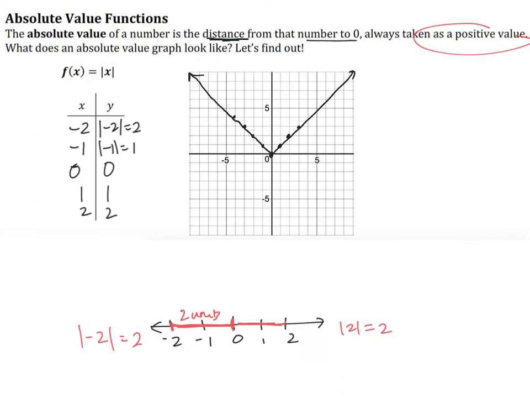We call this point down here the vertex. And again, it has a V shape. So if we're talking about an absolute value function, hopefully you're immediately thinking, oh, it must be a V. Also, this absolute value function is reflective over the y-axis. So later on, or actually next lesson, we'll dive into absolute values a little bit more.